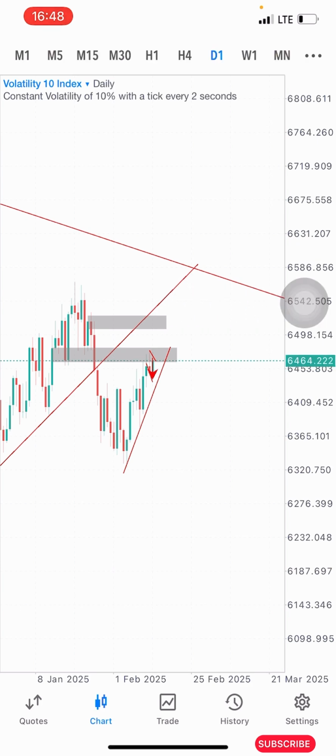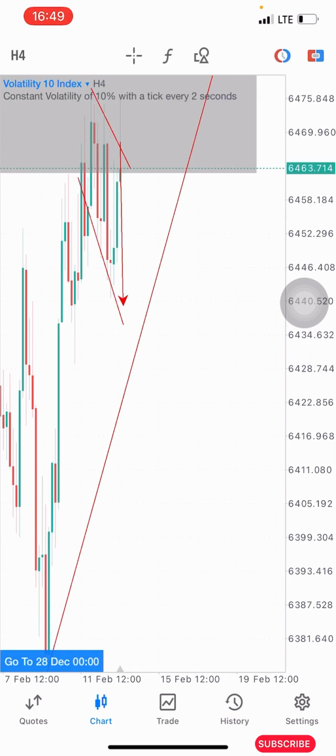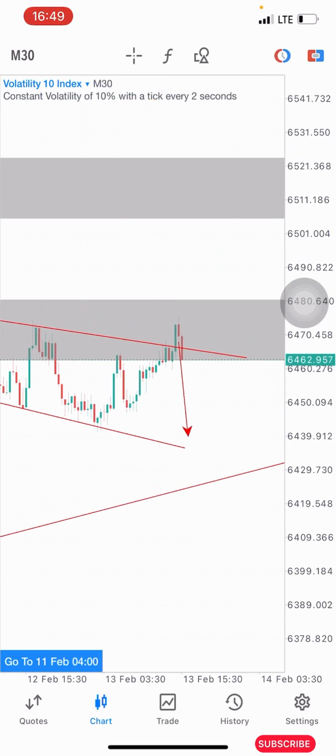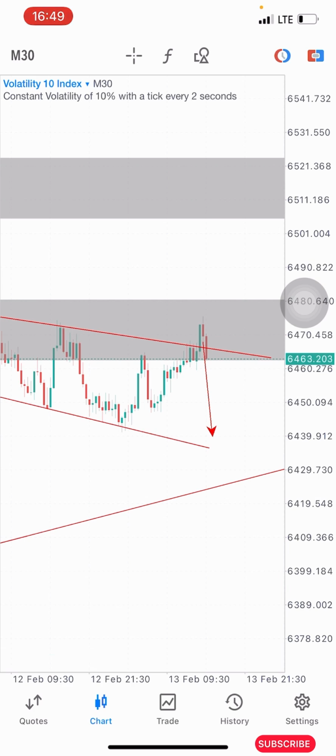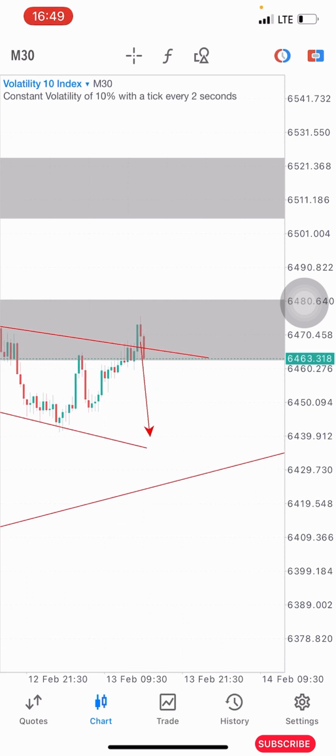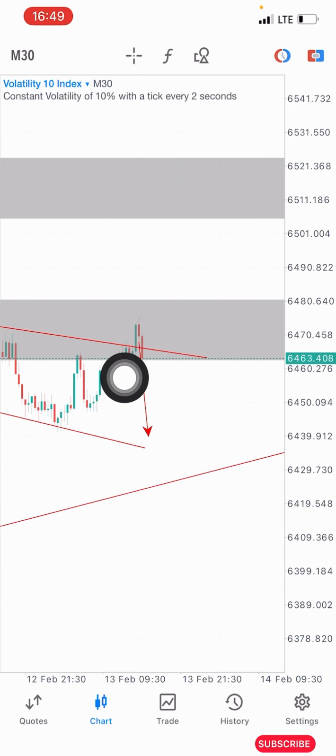But since we can't actually tell the next movement in the markets, all we have to do is just do our prediction and wait for price to do its thing, right? So now I'll go down to the 30-minute time frame. So this is what I'm trying to do, guys. I'll be waiting for, this is the plan A, right?